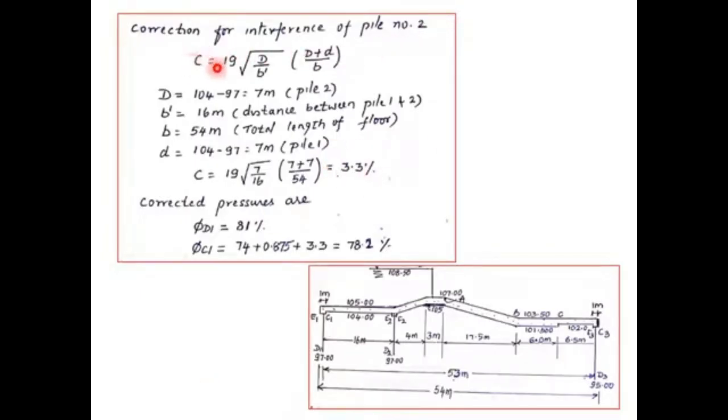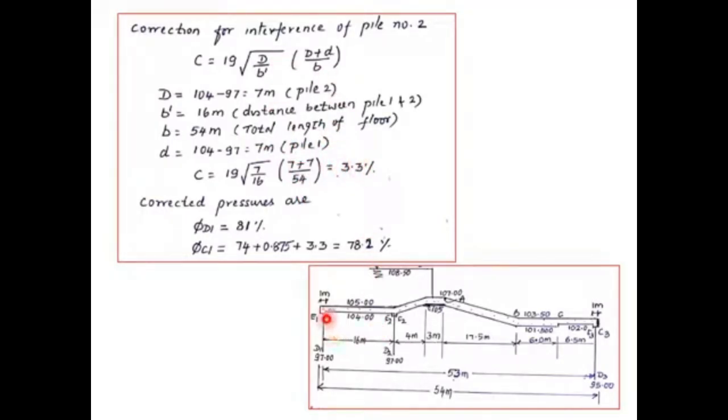So I had already told you about the corrections for thickness, and the corrections for the interference of pile number 2 is given by this particular formula. Now the interference of this pile has to be applied on this pile. D is below the level where we want the interference, that is 104 minus 97, the depth of the pile 2. Similarly b dash, the distance between the two piles, is 16 meters, and the total floor length is 54 meters. The pile considered is pile 1, so it is 104 minus 97, 7 meters. Now putting in this formula, we get a correction of 3.3%.